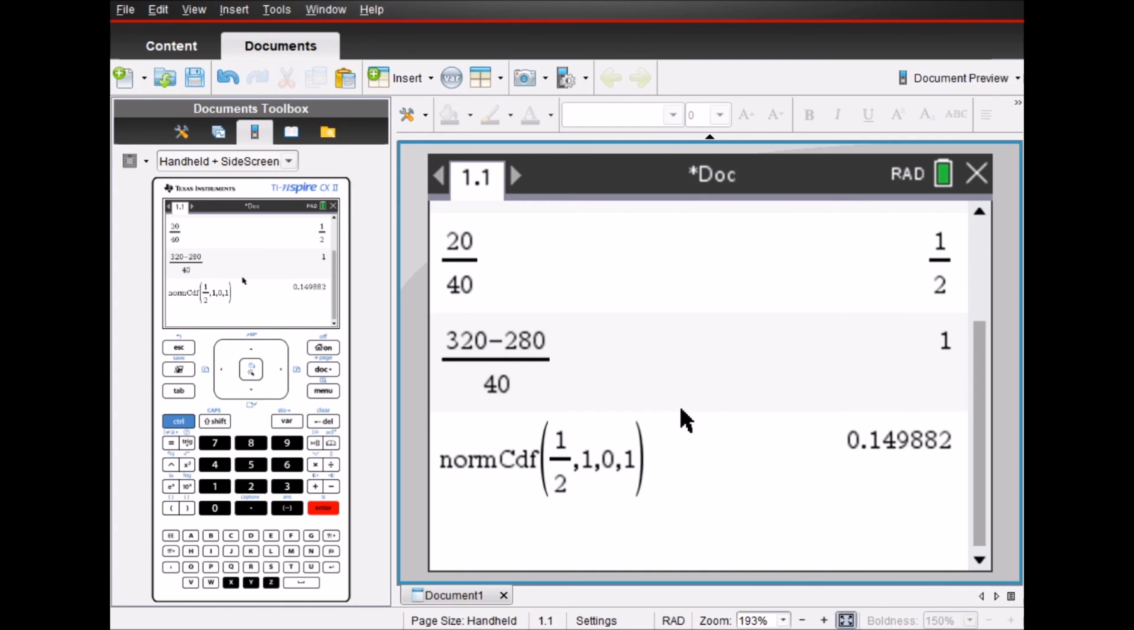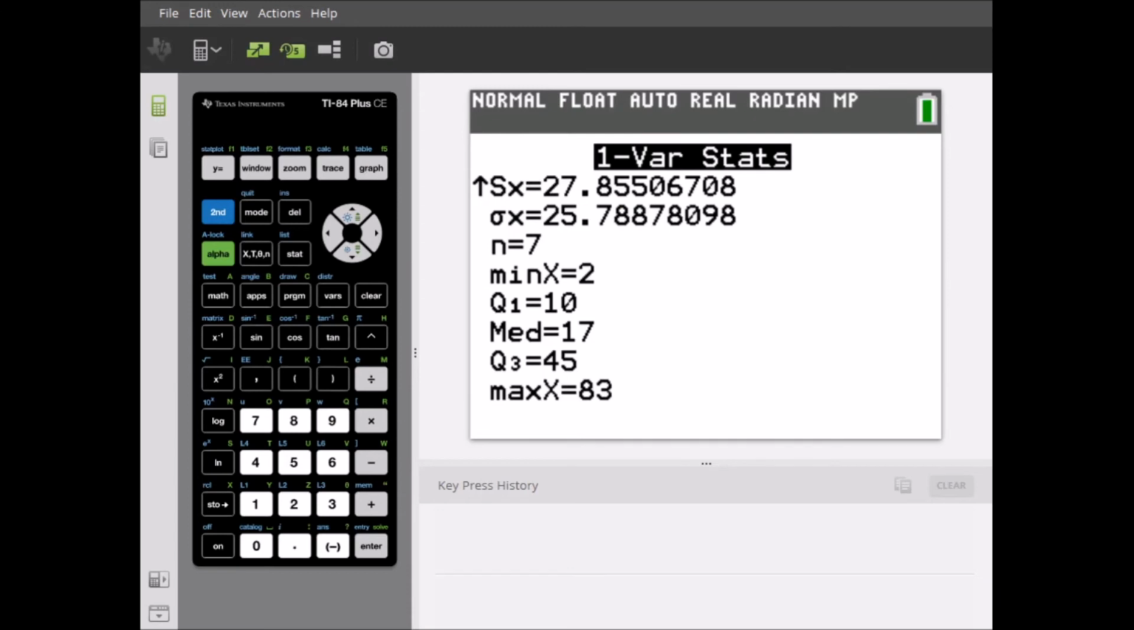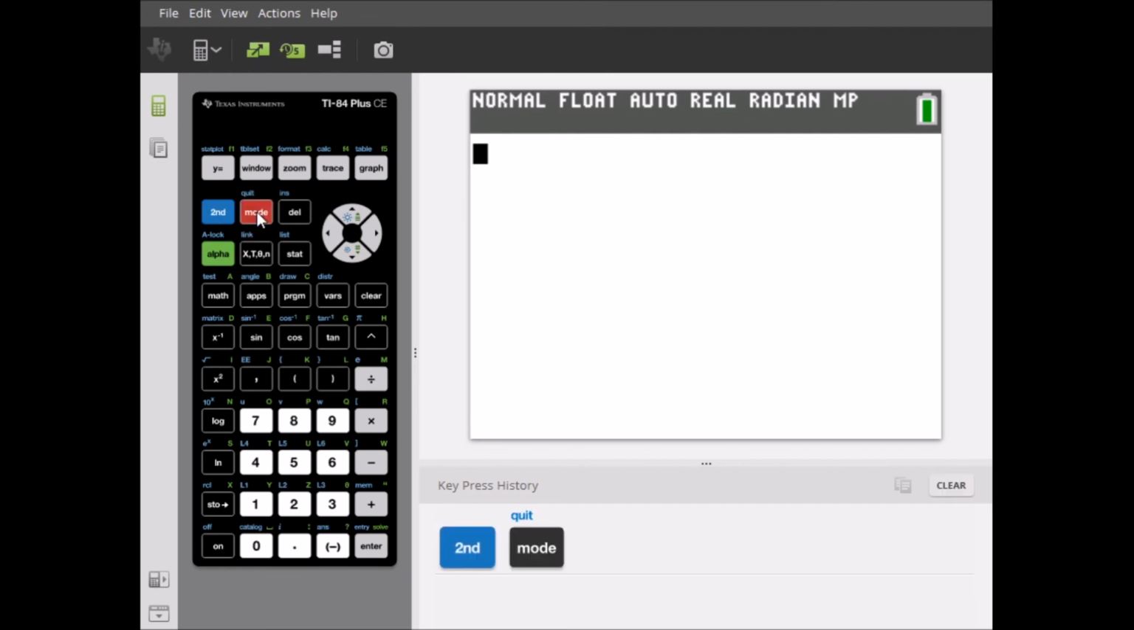So whether you're putting in z-scores or whether you're putting in the actual observations, that NORMCDF value should come out exactly the same. So now we're going to look at this same process on the 84. I've still got my 1-Var Stats open, so I'm going to quit out of that second mode. And we're going to look at how to use NORMCDF over here. Very similar process.